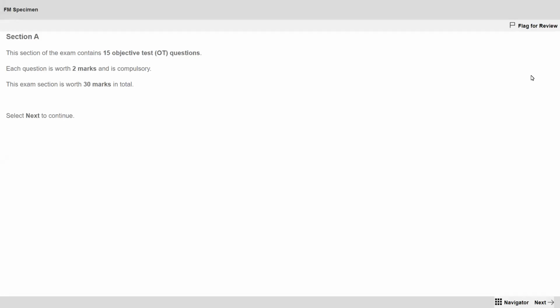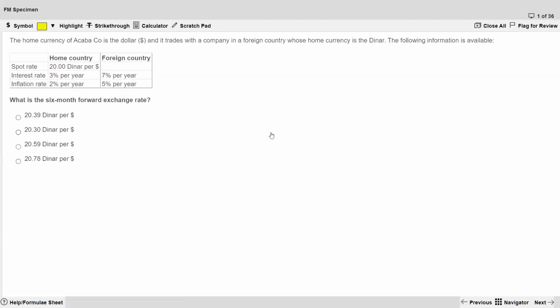We are on to this FM specimen examination, and I'm just going to start off with Section A. I would actually discuss with you what exactly is there in Section A. We would try to do the maximum questions.